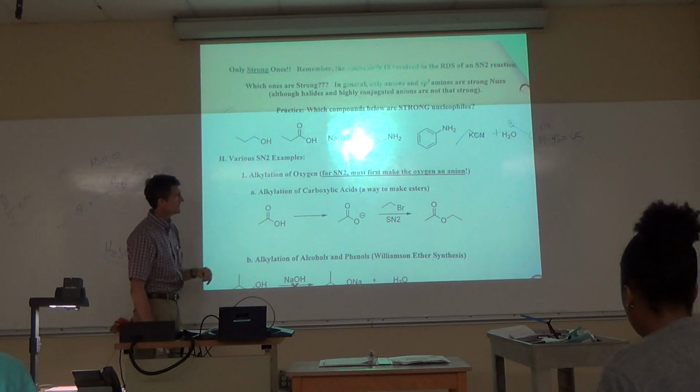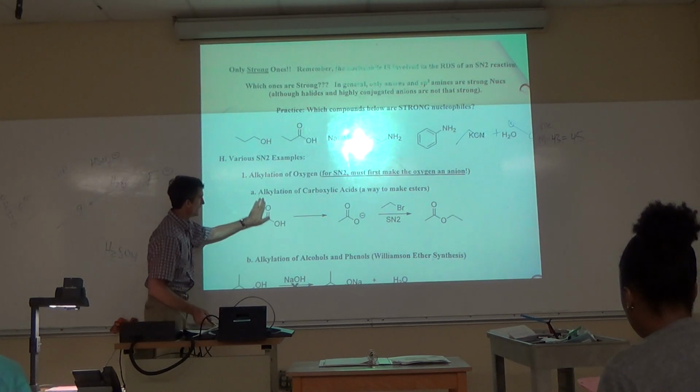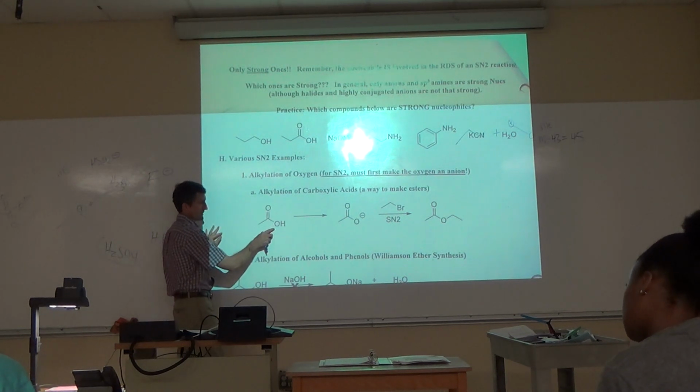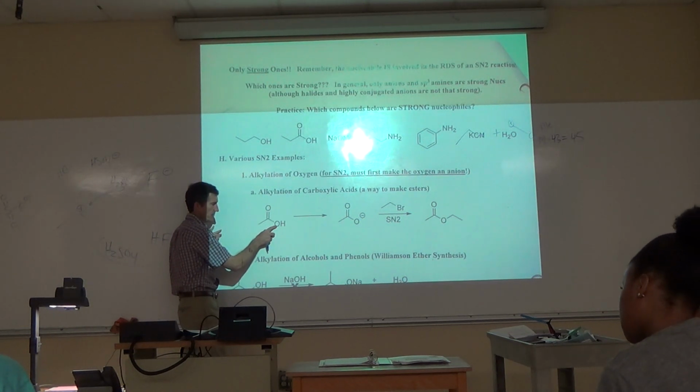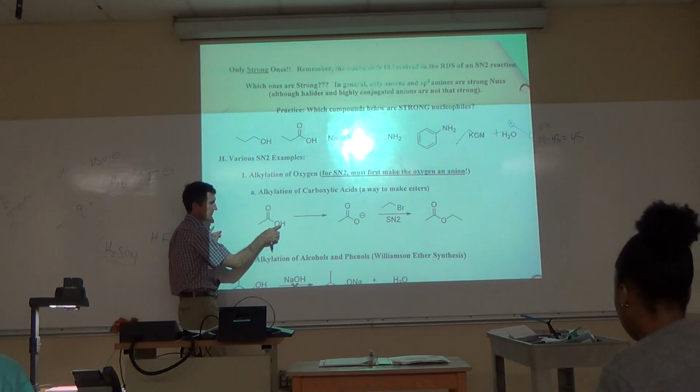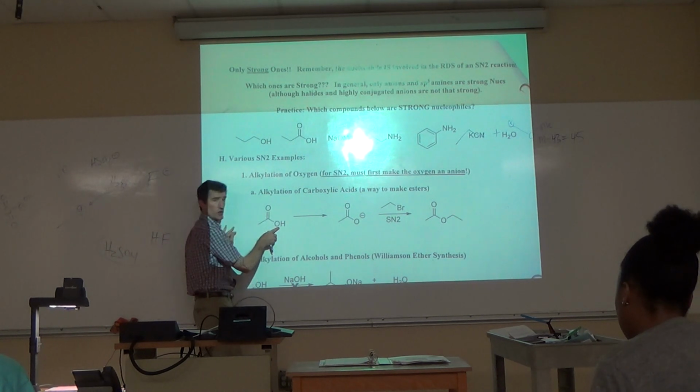Alkylation of a carboxylic acid, a way to make an ester. First off, we're going to alkylate this oxygen here by doing an SN2 and attacking a carbon, putting the carbon on here. Is this a good nucleophile for SN2? No. Can we make it a good nucleophile, though?